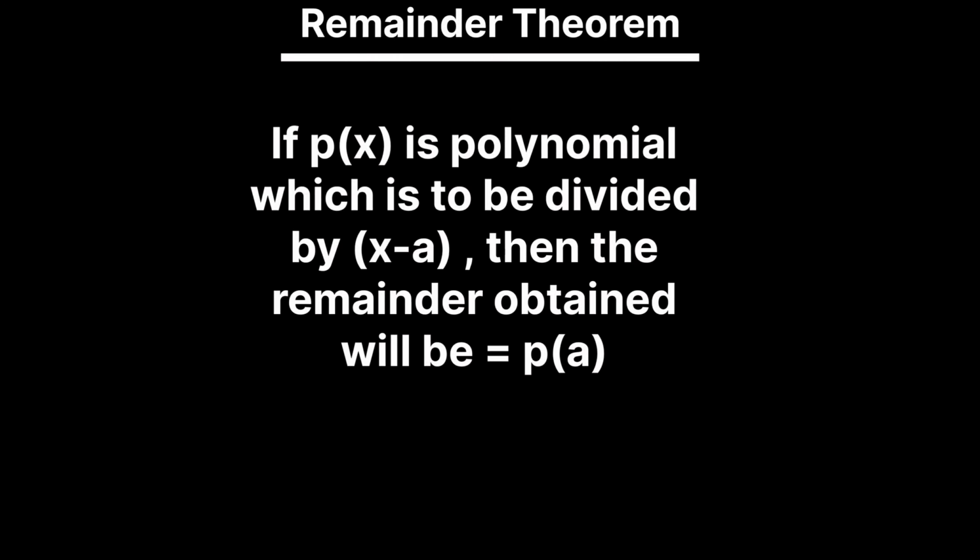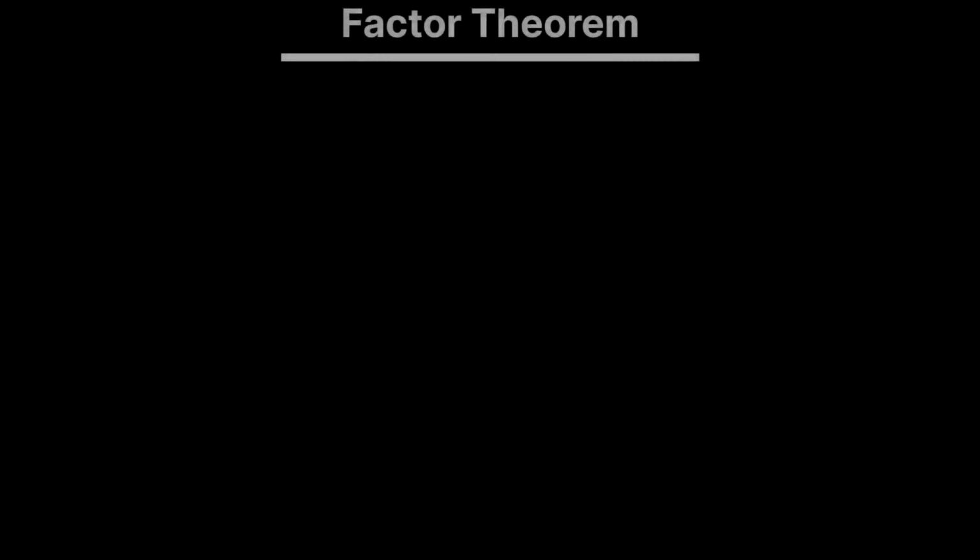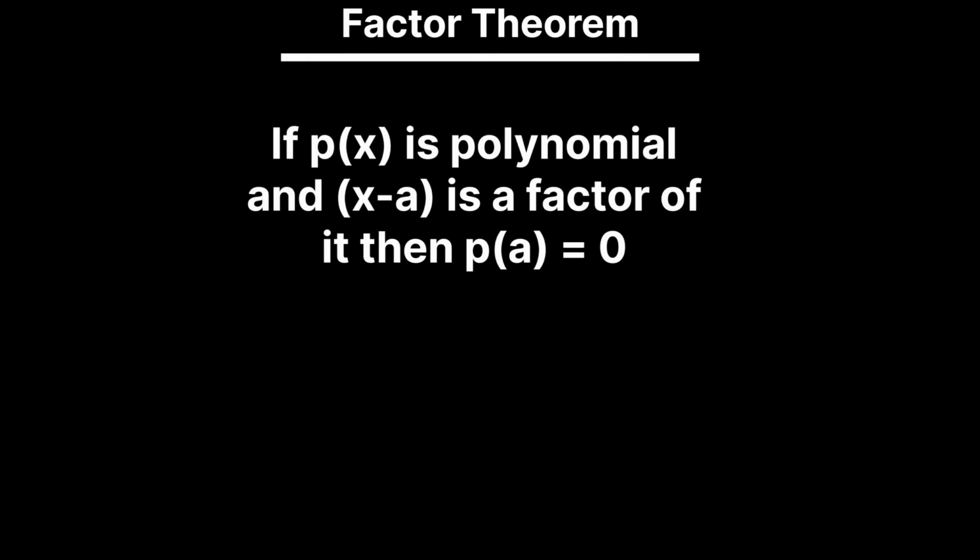Okay, now let me walk you through the definitions real quick. The remainder theorem states that if p of x is a polynomial which is to be divided by x minus a, then the remainder obtained will be equal to p of a. Now the factor theorem states that if p of x is a polynomial and x minus a is a factor of it, then p of a is equal to 0.